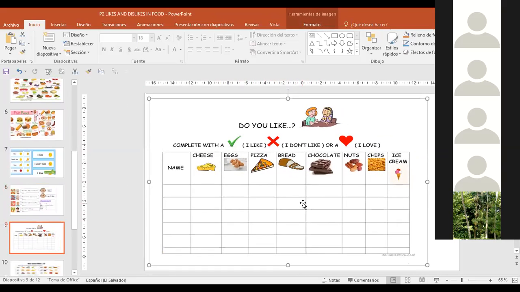Here I have like a chart that you say, do you like cheese? Do you like eggs? Do you like pizza? Do you like bread? Do you like chocolate? Do you like nuts? Do you like chips? Do you like ice cream? And then you complete with a check the things that I like, and with a cross, a red cross, the items or the foods that I don't like, or with a red heart, the things that I love, okay?